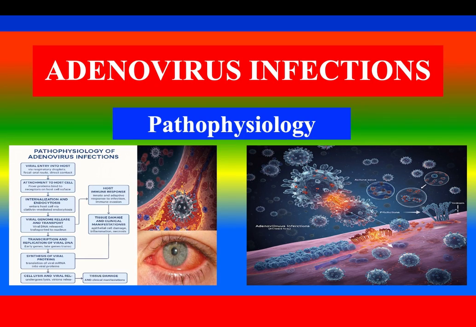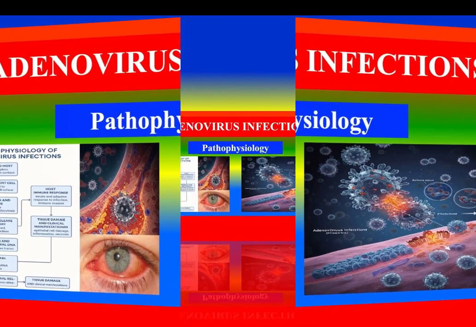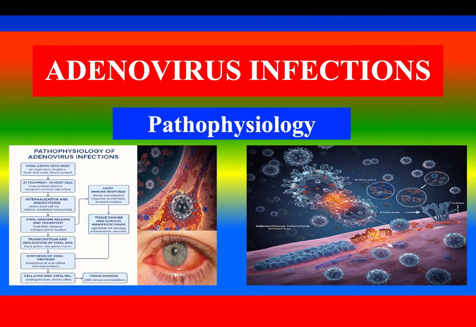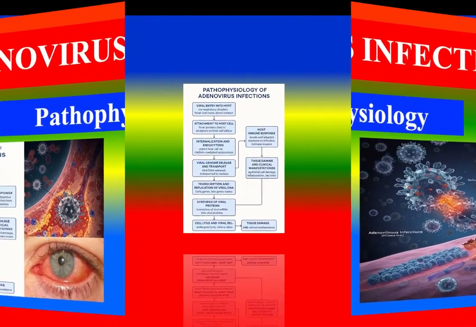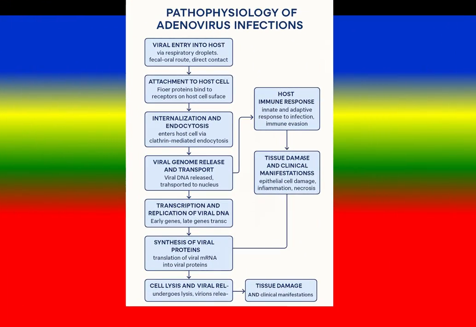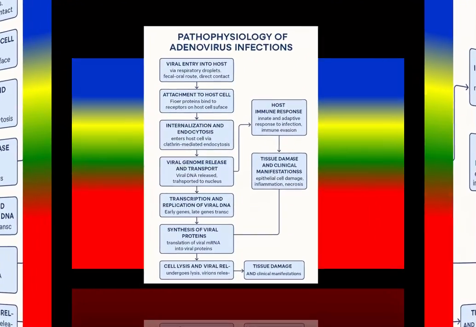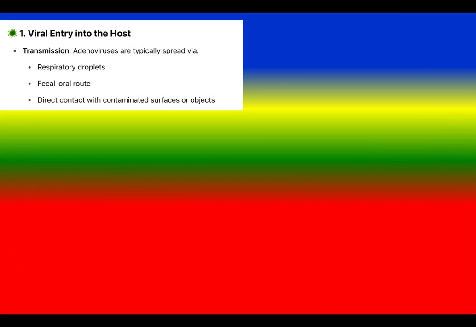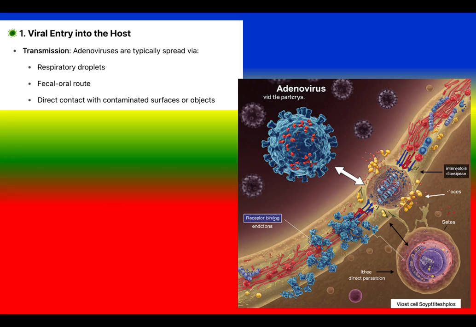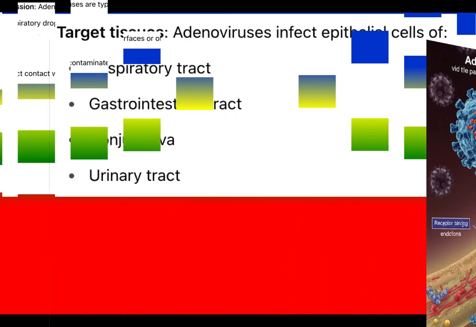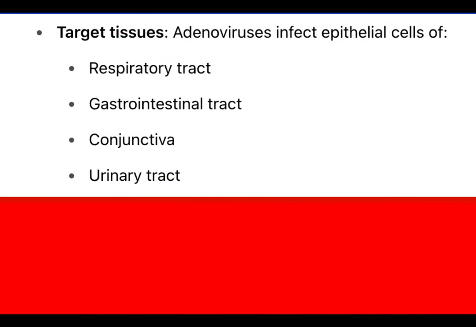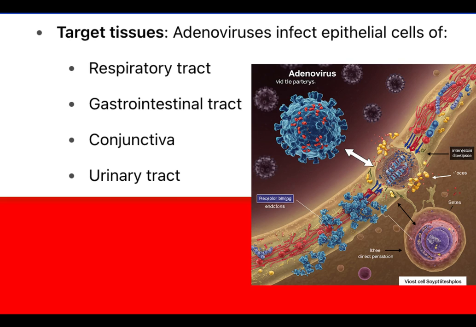Here's a step-by-step detailed explanation of the pathophysiology of adenovirus infections, focusing on how the virus infects the host, replicates, and causes disease. Step-by-step pathophysiology of adenovirus infections. 1. Viral entry into the host. Transmission: adenoviruses are typically spread via respiratory droplets, fecal-oral route, and direct contact with contaminated surfaces or objects. Target tissues: adenoviruses infect epithelial cells of the respiratory tract, gastrointestinal tract, conjunctiva, and urinary tract.